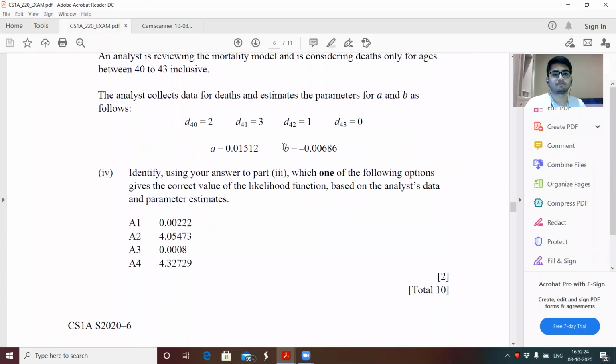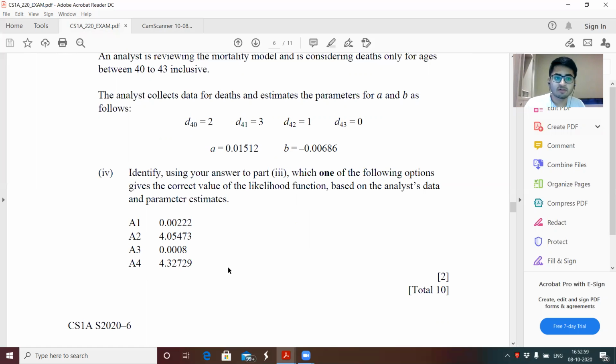Part 4, we had to calculate the value. There are various ways to do this. I have been given 40, 41, 42, 43. First of all, if you just put the values of A and B, and observe the values, all the terms, e to the power something, that something is coming out to be negative. So e to the power anything negative lies between 0 and 1. Now if I am multiplying numbers and all numbers are less than 1, the result would also be less than 1. So one way is to eliminate the answers A2 and A4.